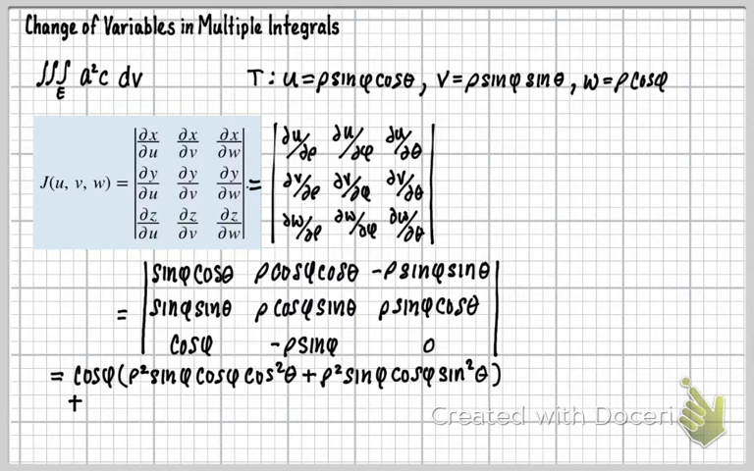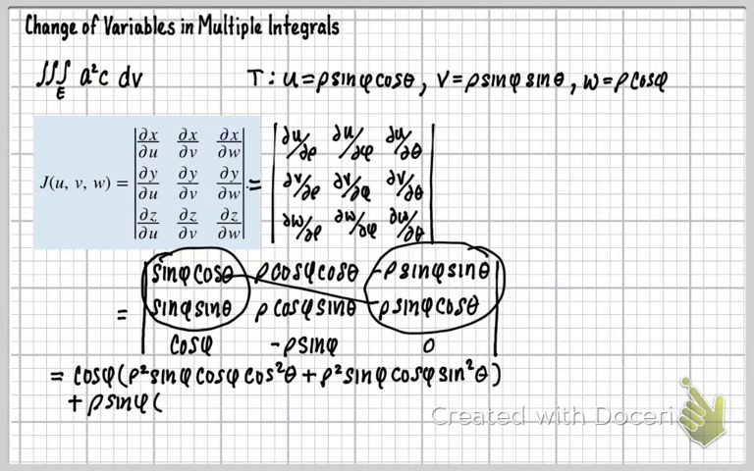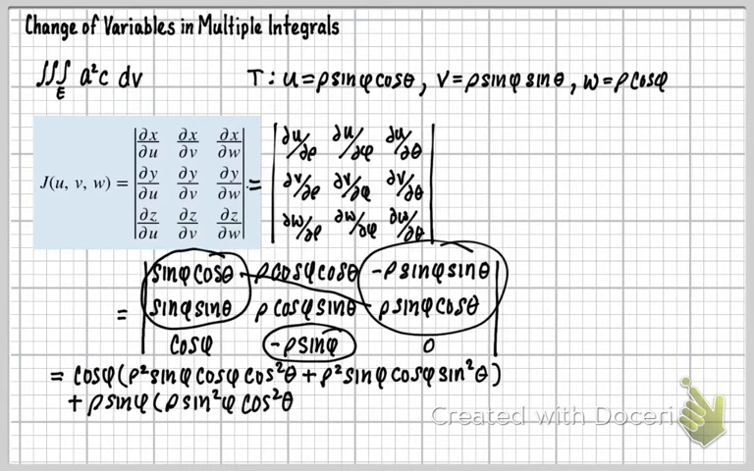So in writing that plus there, I have rho sine phi times. Now again, I'm going to use these two pieces for that determinant, and I'm going to multiply those together. And that's going to give me rho sine squared phi cosine squared theta. And then it's going to be minus those two, but that's a negative and that's a positive, so I'm going to be adding those. And that's going to be rho sine squared phi sine squared theta.